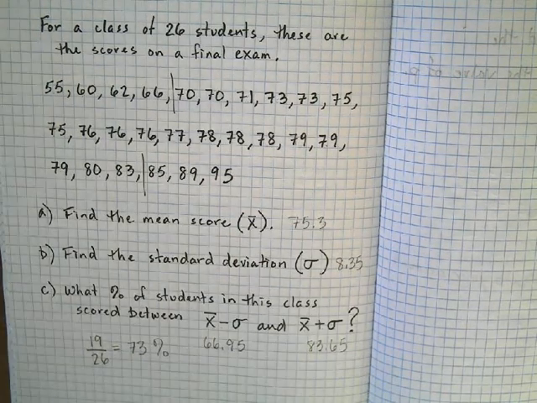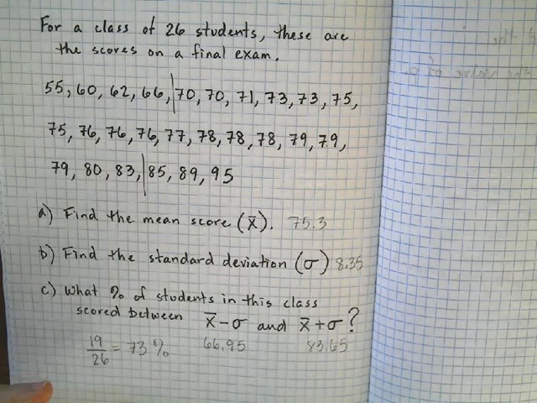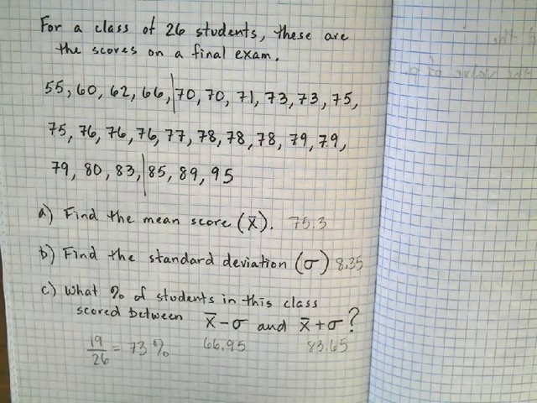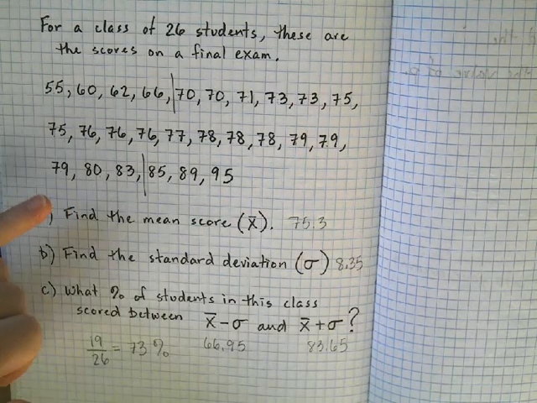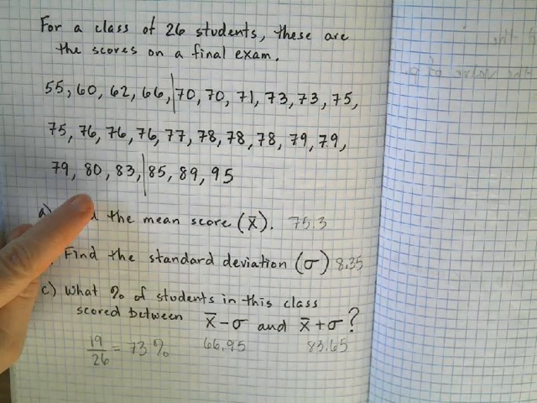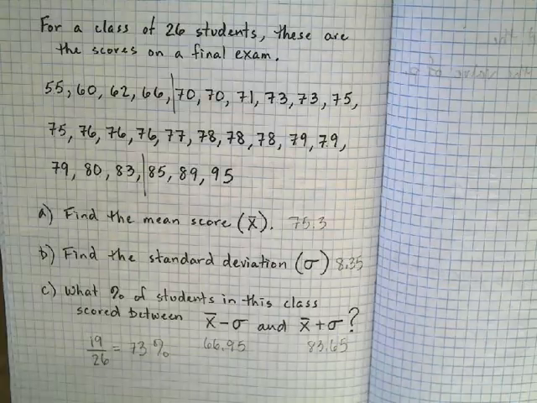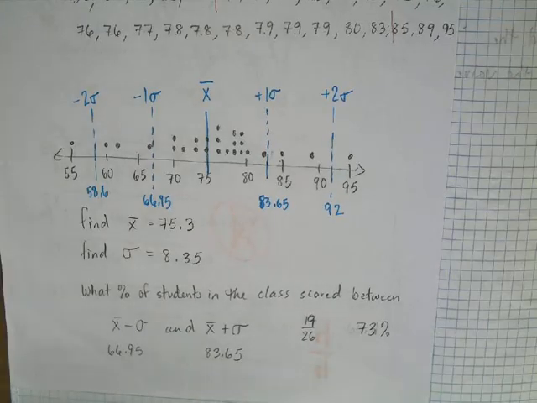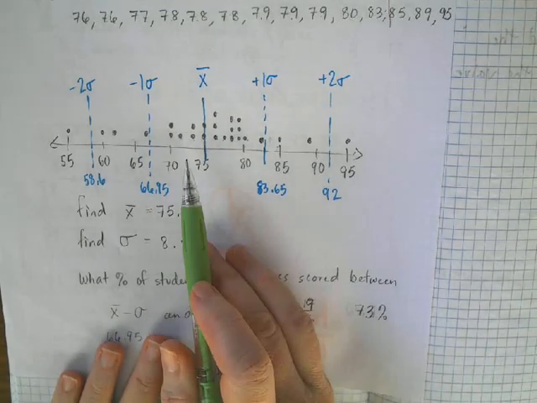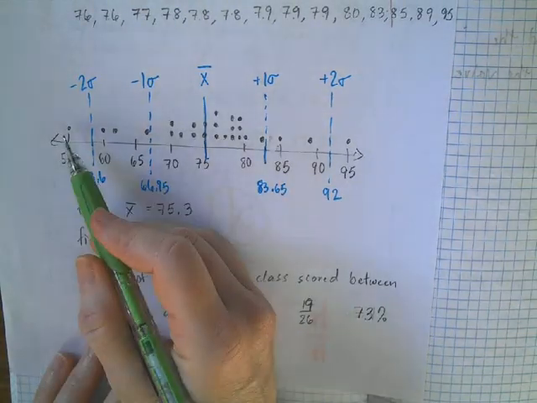Okay, so why were we doing this? Notice that most of the scores fell in the 70s. We had a lot in the 70s. So let me show you what I did with this. I actually made a dot plot with this because I wanted you to see the shape of the distribution. So here's my dot plot.